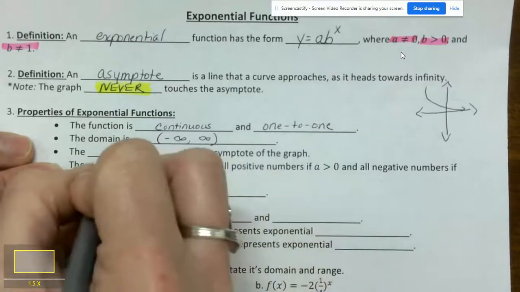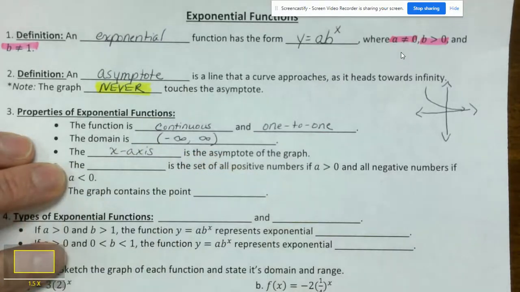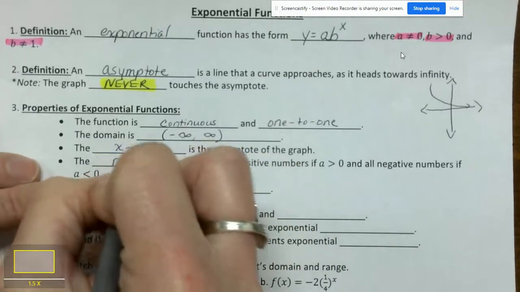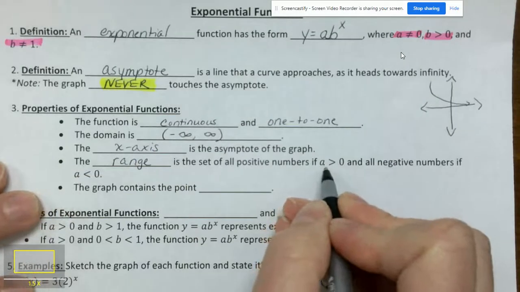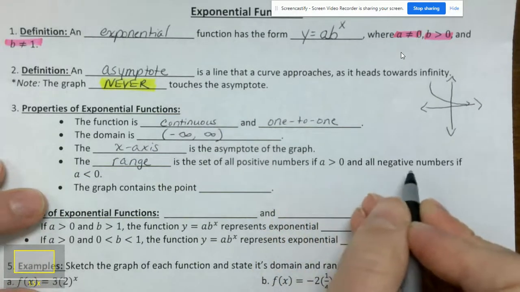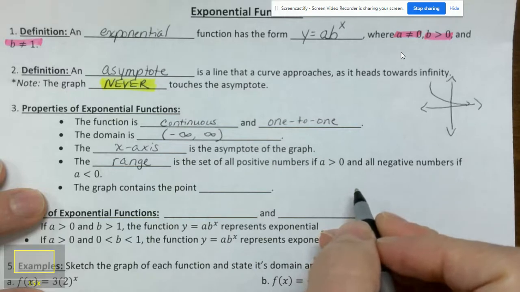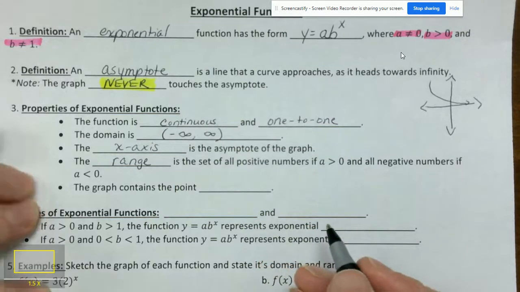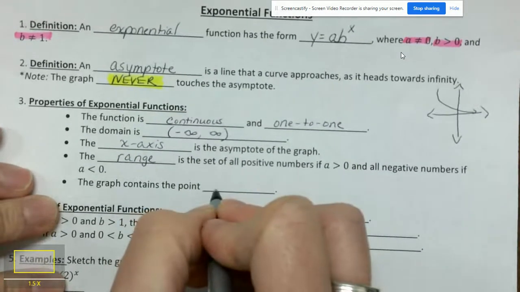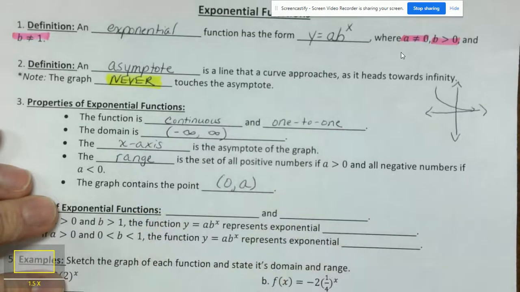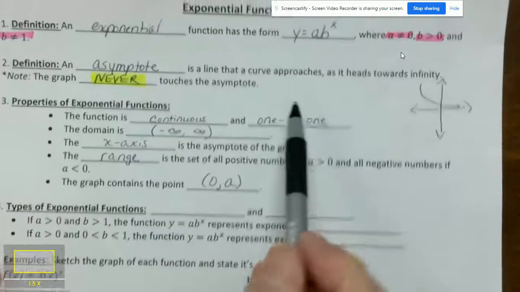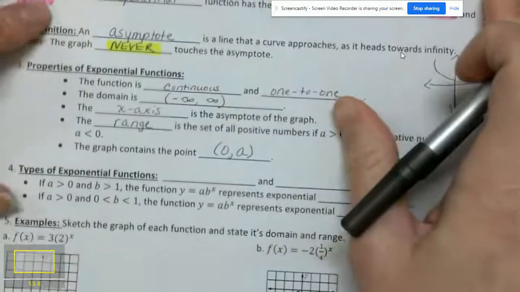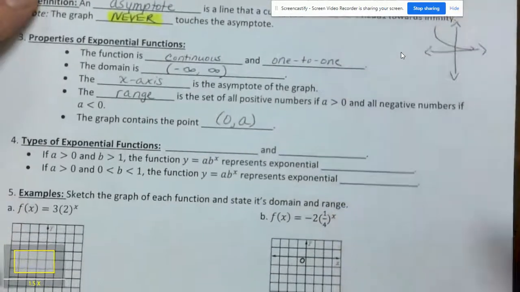Your asymptote of the graph will always be your x-axis. The x-axis is the asymptote of the graph. The range is the set of all positive numbers if a is greater than 0, and it's all negative numbers if a is less than 0. And your graph will always contain the point (0, a). So whatever your a value is, you can be guaranteed that a point on your graph is going to be (0, a).